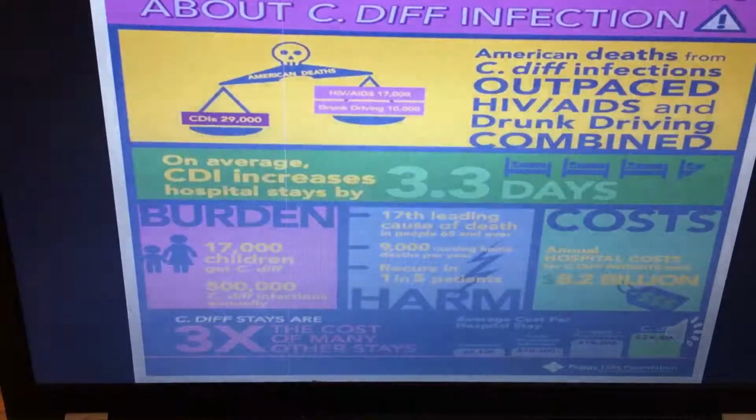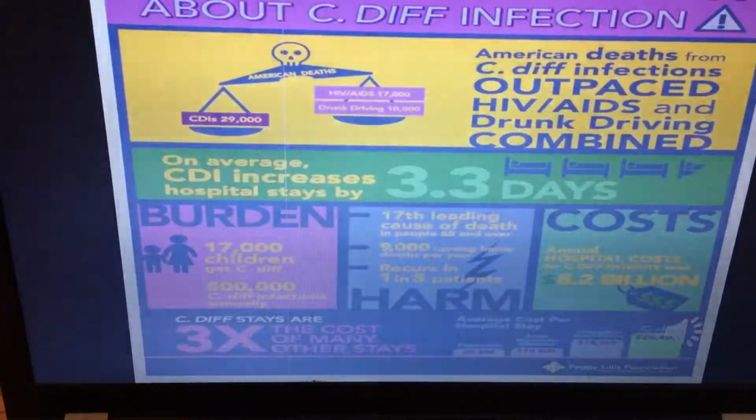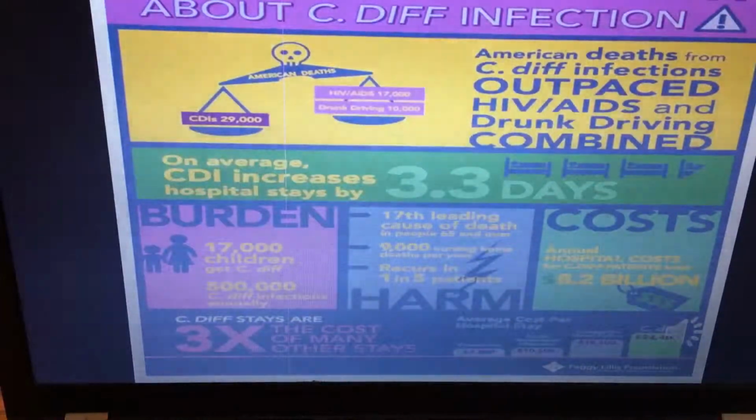17,000 children get affected with C. diff, and approximately 500,000 C. diff infections happen annually. It is the 17th leading cause of death in people 65 and older. 9,000 nursing home deaths per year and it recurs in 1 out of 5 patients. It costs an annual $8.2 billion in hospital costs. And C. diff stays are 3 times the cost of many other stays, such as pneumonia, acute MI, CHF.